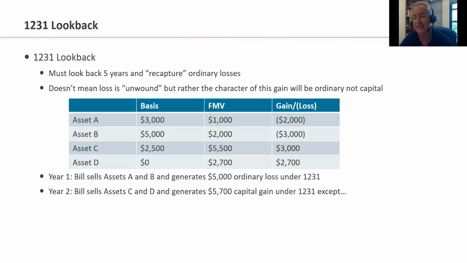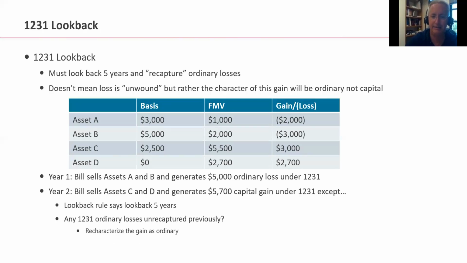He generates a $5,700 capital gain, except he looks back 5 years. He says, did I sell any 1231 assets at a loss? Yes, I did. Last year, 5,000. As a result, he's got to take 5,000 of this year's gain and treat it as ordinary. 700 is treated still as 1231 capital gain. That's the look back rule.